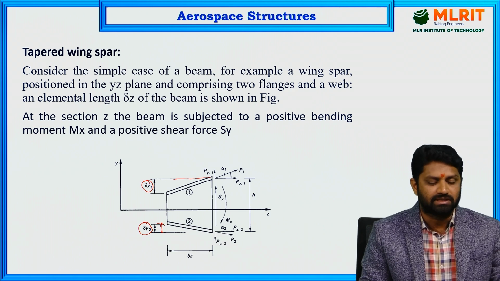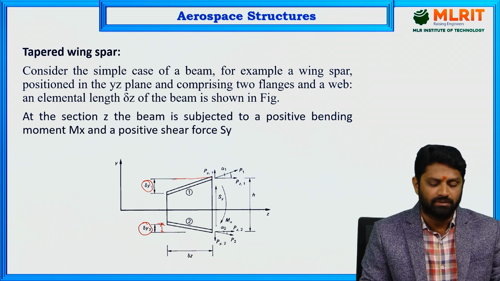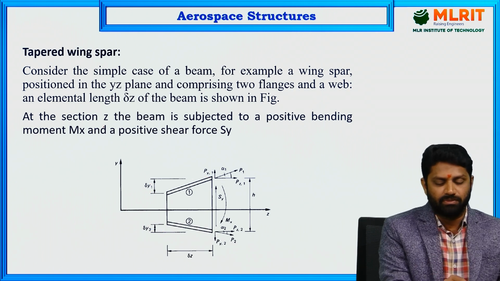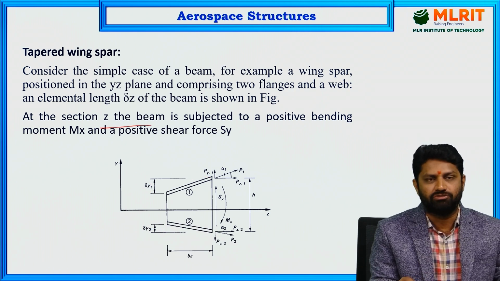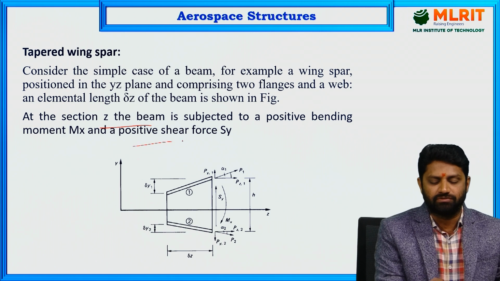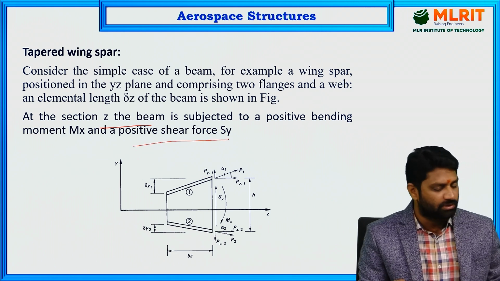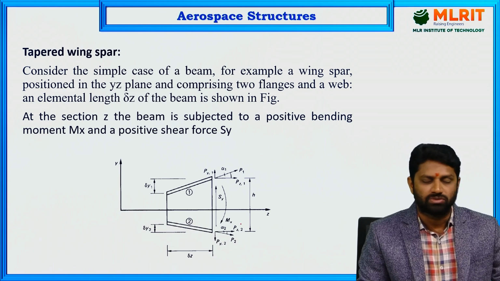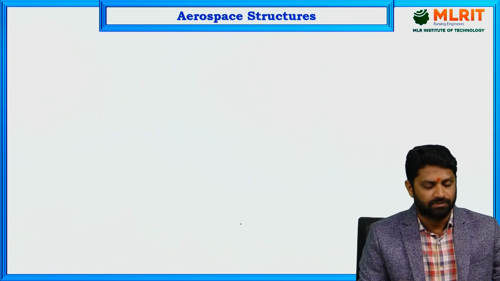So consider the simple case of a beam, for example a wing spar positioned in the XYZ plane and comprising two flanges and a web, and an elemental length delta z of the beam as shown in the figure. Now the section at z of the beam is subjected to a positive bending moment Mx and a positive shear force Sy, as you can see in the diagram. Whatever directions Sy and Mx are depicted in here, they are the positive directions.